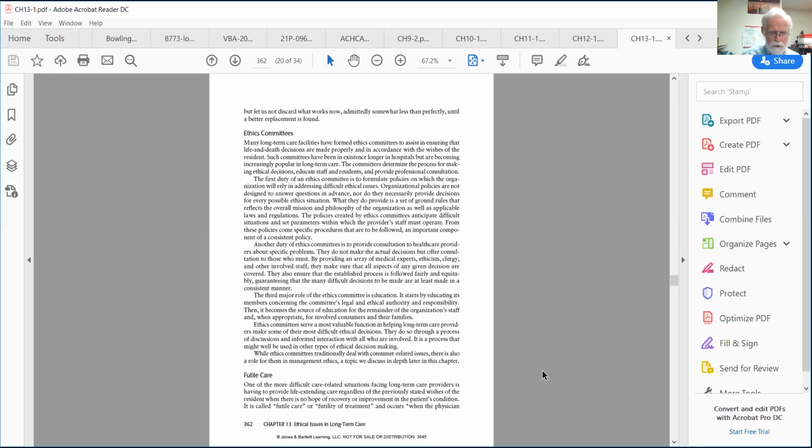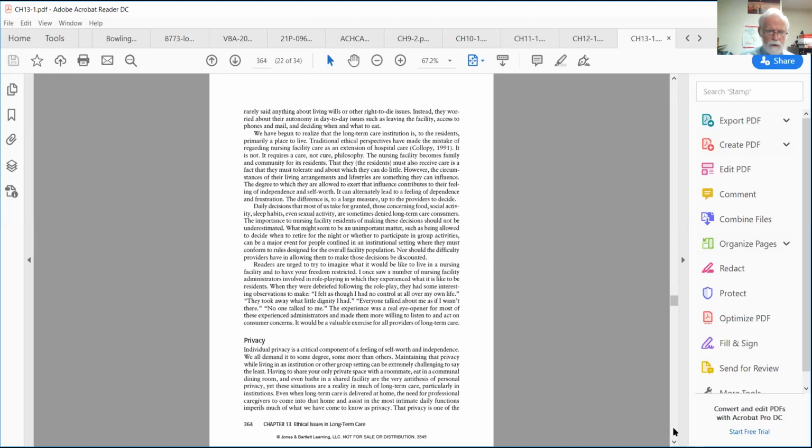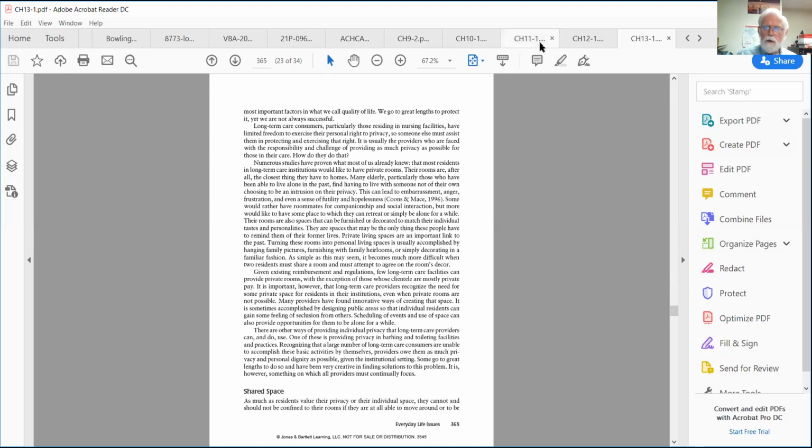The issue of futile care or futility of treatment occurs when a physician recognizes that treatment will have no benefit on the patient. This can carry over into long-term care as well. So this is something to take a look at and think about the ethical standards. You should probably have, as part of your procedure manuals in any organization, something about ethical standards of treatment that your employees all have signed off on, that they will do that.